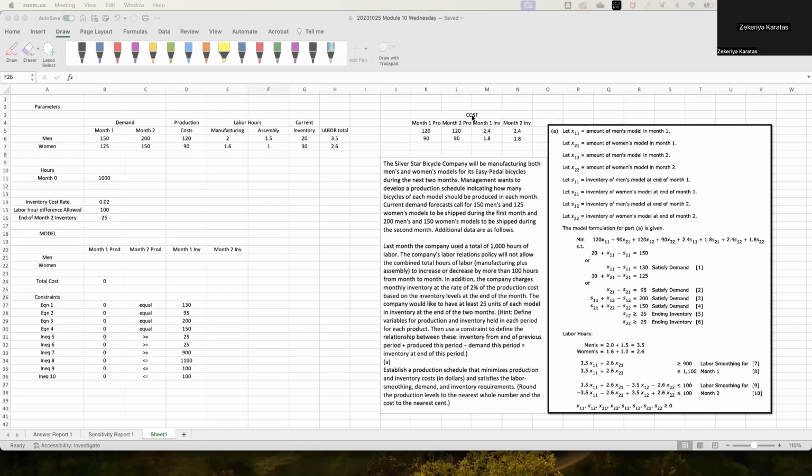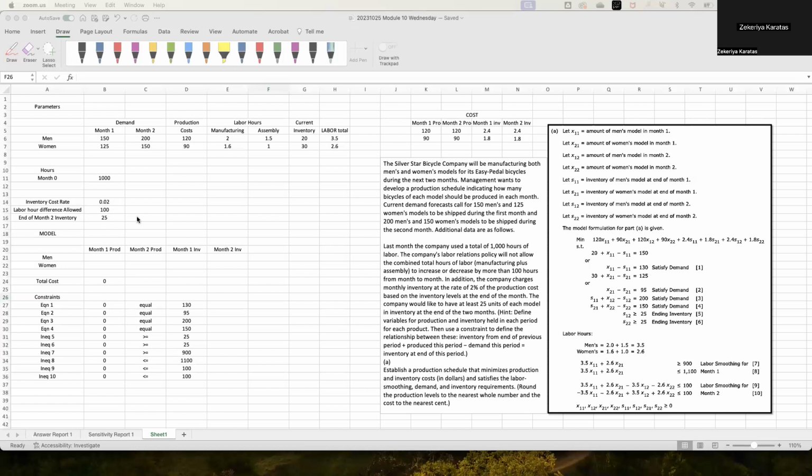To make it easy, I just write down the cost separately as a matrix. For month 1 production and month 2 production, the cost is the same, 120 and 90 per bike. And the inventory cost in the problem is given to be 2% of the production cost. So I just put 2.4, 2% of 120, and 1.8, 2% of 90. So for each month, that's the inventory cost. And you can also find these kinds of parameters here.